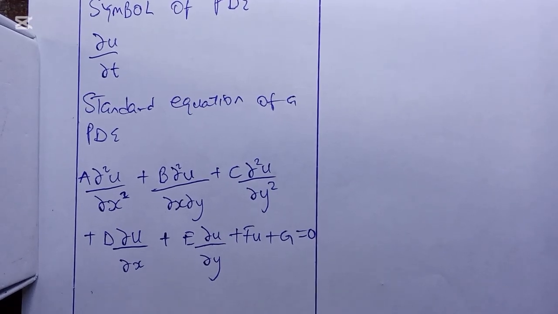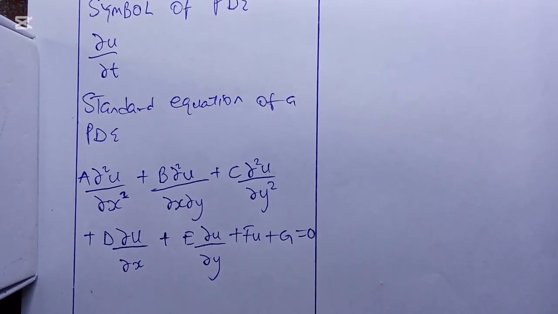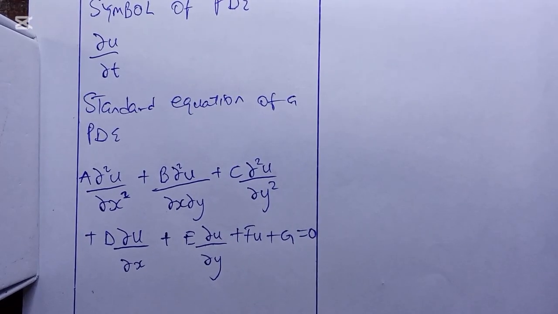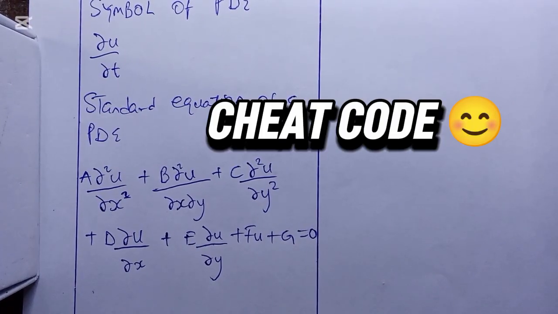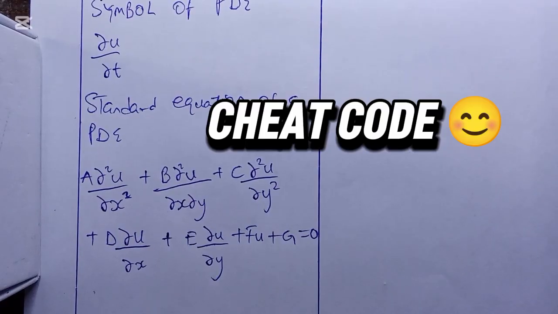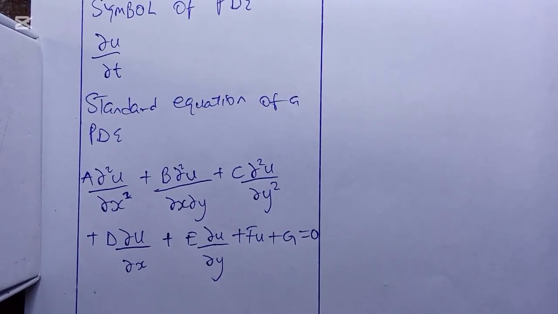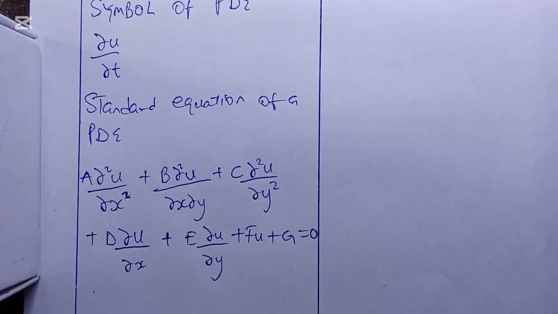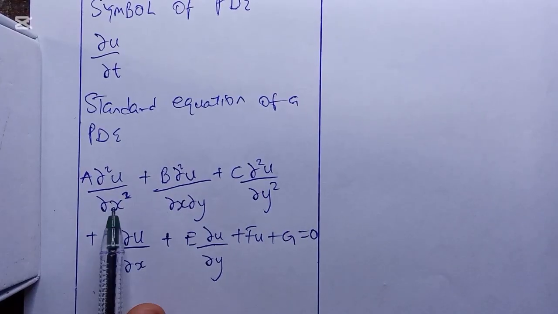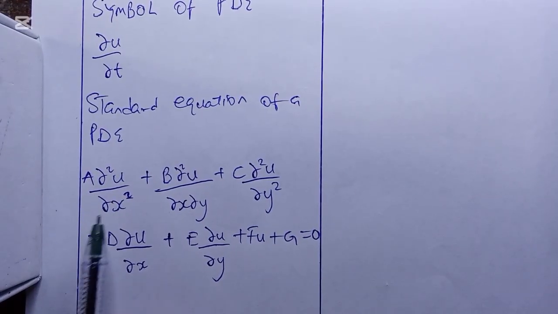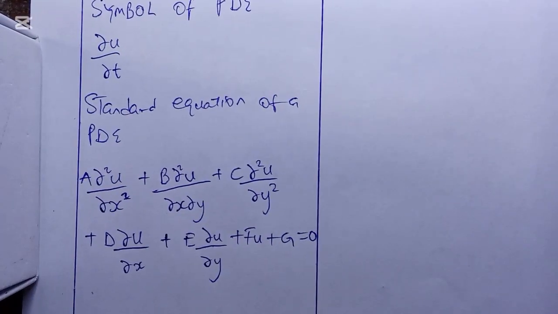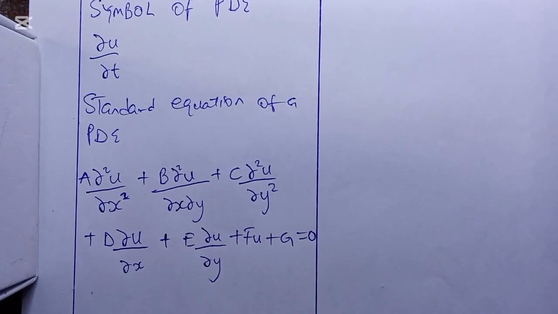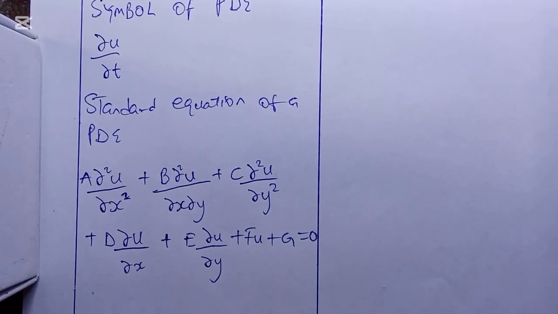I know you guys have been thinking it's looking hard. No, it's not. This is the cheat for learning it, so you can master it easily. First, a, the first letter of the alphabet, right? So we have a, our first letter of the alphabet. Then partial square u with respect to x square. That's the first one, the second derivative of u with respect to x. Then plus the second letter of the alphabet, b. Then we have partial square u with respect to partial x partial y.